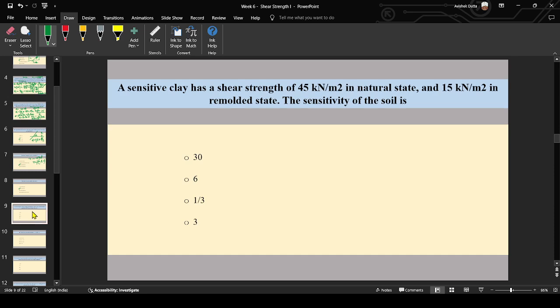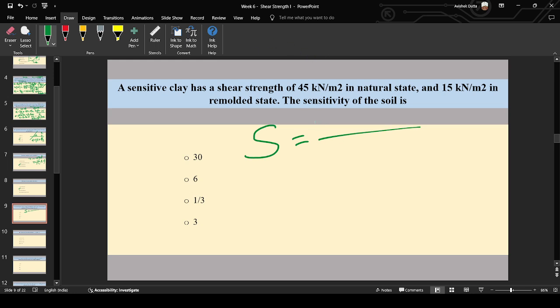Next question. A sensitive clay has a shear strength of 45 kN per meter square in natural state and 15 kN per meter square in remolded state. Sensitivity of the soil is? Sensitivity is the degree of disturbance that has occurred in the soil. So sensitivity is defined as any property of the material that can be measured in the natural state divided by that same property in the remolded state. In this case, we have shear strength.